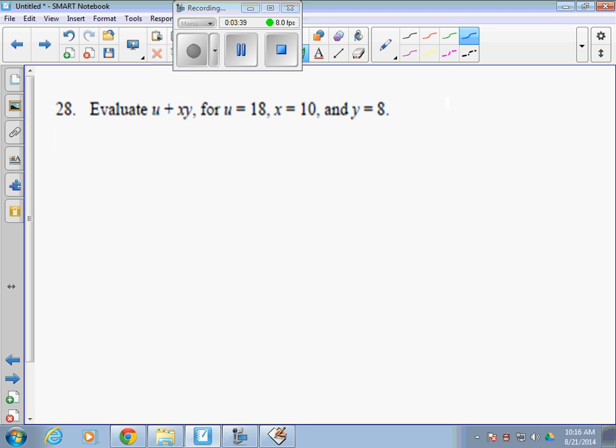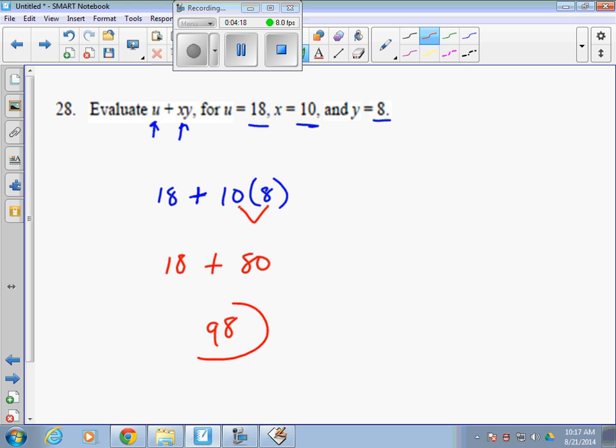Number 28 says to evaluate u plus xy when you have 3 different values for u, x, and y. So in place of u, we're going to plug in 18, plus in place of x, we're going to plug in 10. And then it's right next to y, so that means in place of y, we're going to plug it in. That means to multiply. Now here's sort of an order of operations problem. I guess it's the only order of operations problem that'll be on the test. You have to do the multiplication before you do the addition. 10 times 8 is 80, plus, you do the addition, 18 plus 80 is in fact 98.